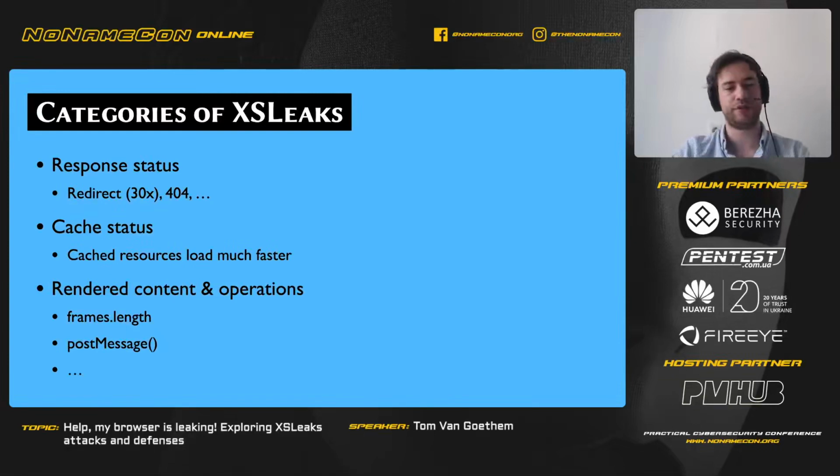Another thing is the cache status. If a resource has been cached, it will be loaded much faster because there's no network connection needed. And the attacker can use some timing information to determine this. The third thing would be operations that are performed when the resource has been rendered. For instance, it might be possible to determine the number of frames that are in a web page. Or if this web page sends a post message to the embedding document, it might also be possible to capture this.